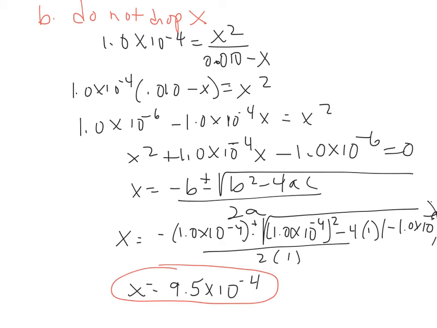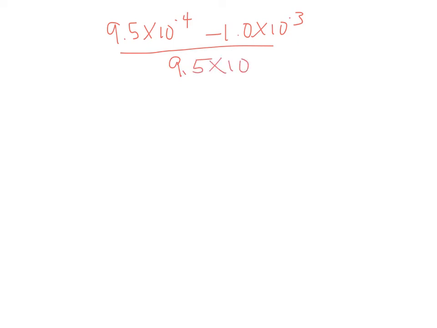So what you want to do now is compare them, and we'll look at the difference. So we say 9.5 times 10 to the minus 4 minus 1.0 times 10 to the minus 3. So it's the true value minus the value you get if you're going to drop x, divided by the true value, times 100, and this works out to be 5.3%.